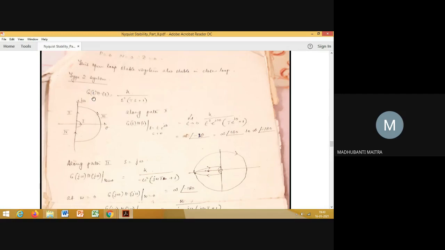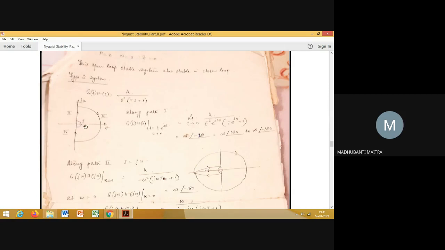Now type 2 system. So type 2 system GSH is K by S square, the open loop transfer function, S square TS plus 1, T is positive. So for this type 2 system, since two poles are there at the origin, we can take the previous contour to be the Nyquist contour in this case also. So the origin will be bypassed by the small indentation.